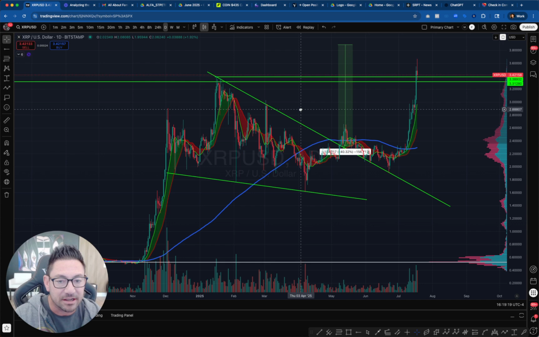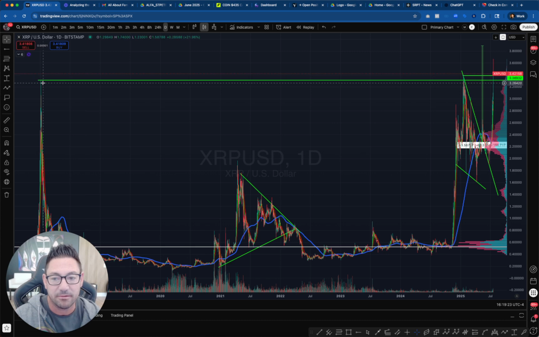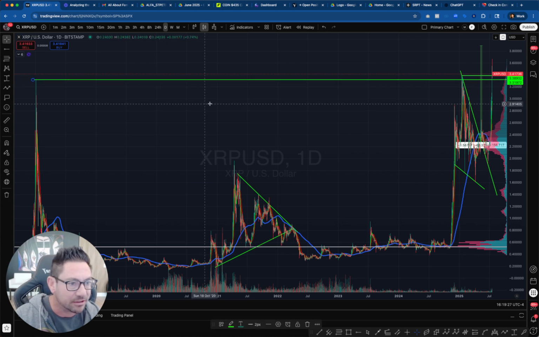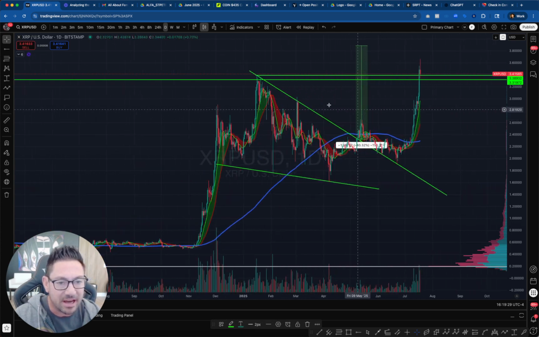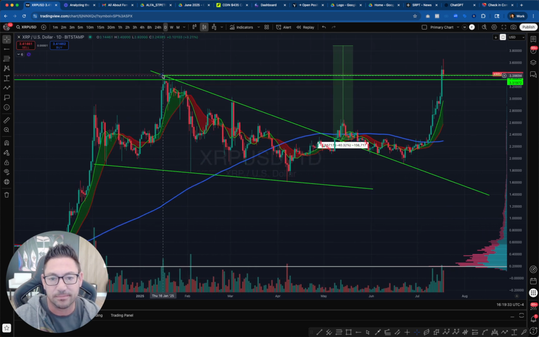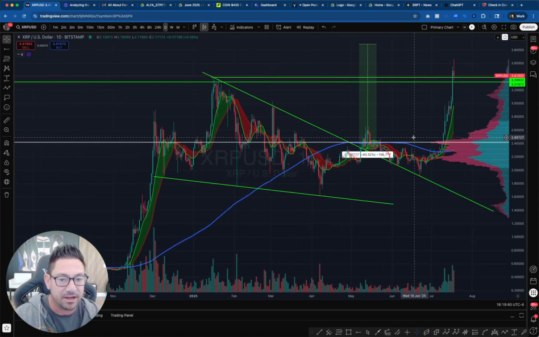So the other thing I want to look at is back when we created the previous all-time high right here at, let's make it precise. Okay, it looks like it was 3.38. Then we came up here, we tested it a couple of times, we wicked through it, but we never closed above it, right? So keep that in mind. Then what did we do here?